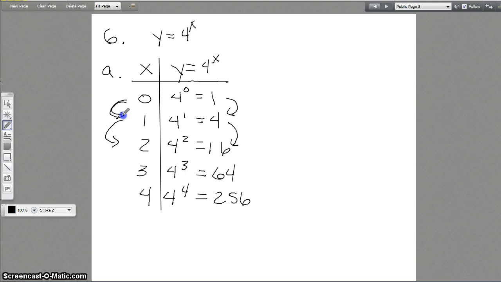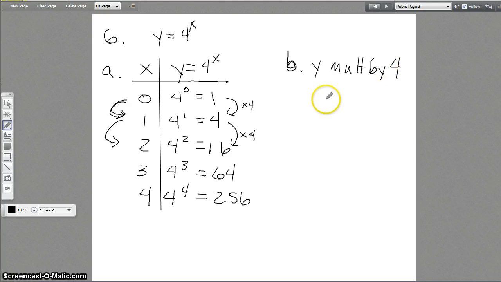When our x goes up by 1 from 0 to 1, our y is multiplied by 4. When our x goes up another 1 from 1 to 2, our y is multiplied by 4. So that is what we have to put in for our answer for part B. Y is multiplied, I'm just going to write mult by 4.